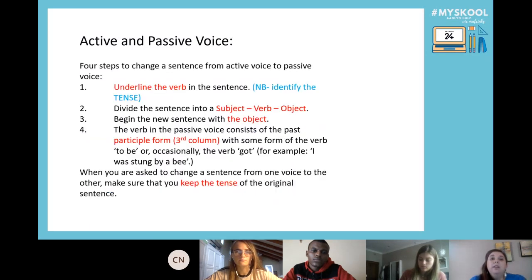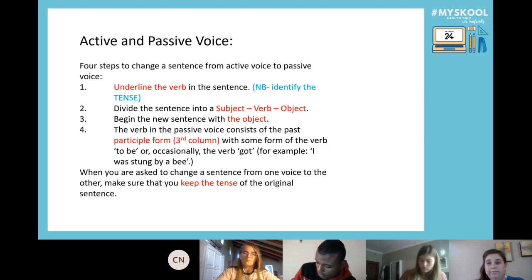Now, four steps to change sentences from the active to the passive voice. First of all, you underline the verb. Layla, do you know what a verb is? Yes, ma'am. It is a doing word. It's something you do. Yes, exactly. And is it easy to identify the verb in a sentence? Yes. So that's your first step. You identify the verb, you underline it, and then identify the tense.